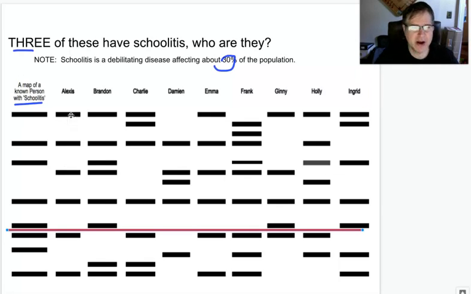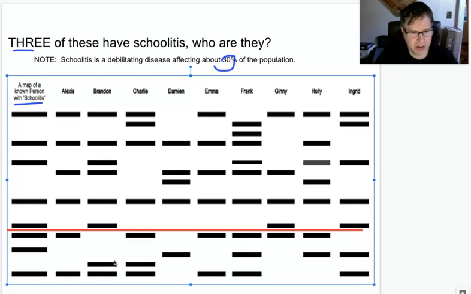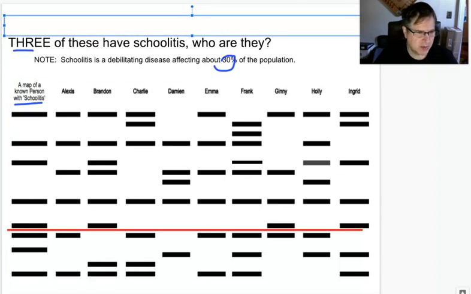But let's compare Brandon to Damien. So let's see which one. So Brandon and Damien. So they don't have that one. Here's one. Brandon and Damien, 2, 3, and that's it. So they had 3 markers. So let me do this. So we could say Brandon and Charlie. Oops, that was wrong. Way to go, Mr. Eckert. We said Brandon and Damien had 3 in common. Brandon and Alexis had 5 in common.